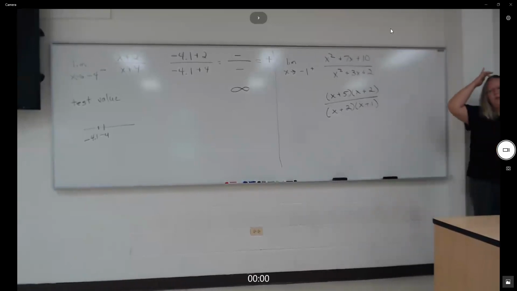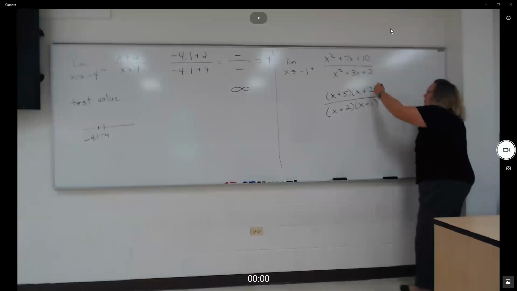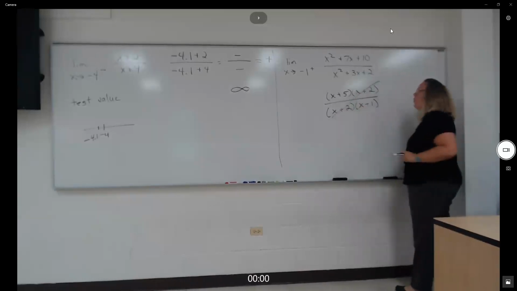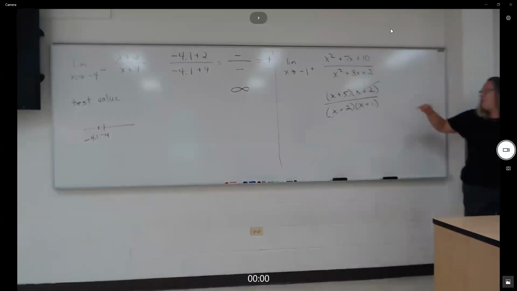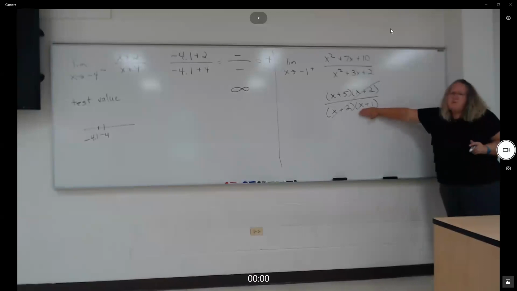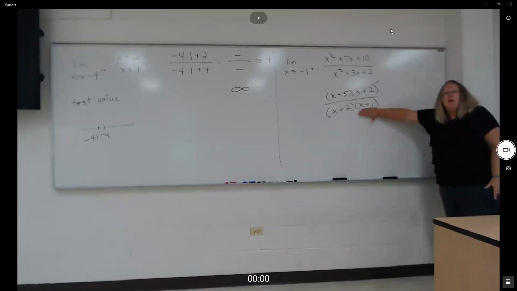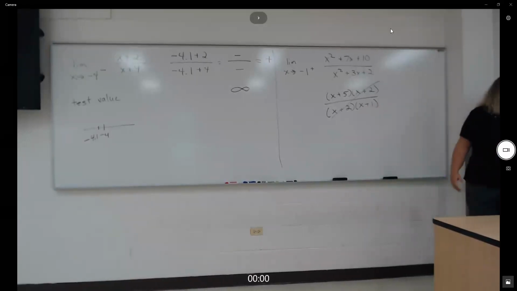And this will be kind of good review too. So what's happening here? What makes that 0? At -2, I have a hole. And then what makes the bottom 0 after crossing everything out? -1 would be, in fact, the asymptote.